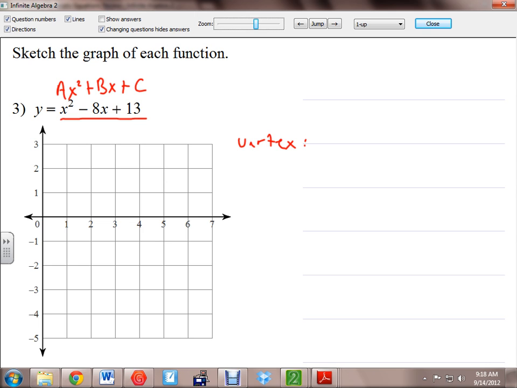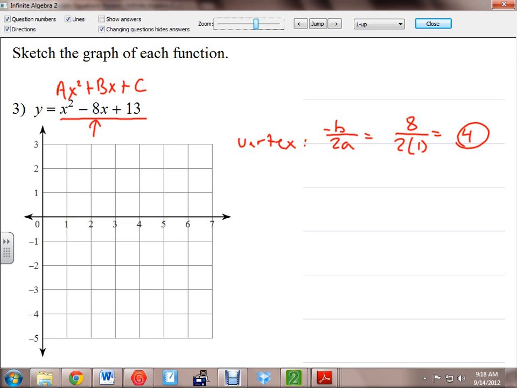Now, the vertex is the place that's at the top or the bottom of the U, depending on if it opens up or down. And you can find that by plugging in negative b over 2a, and this will get you the x value of the vertex. So a negative version of b would be a positive 8 because it's a negative 8 over here, over 2 times the value of a, which is 1. Now 8 over 2 is going to be 4, and that is the location of the vertex, the x value of the vertex anyway.